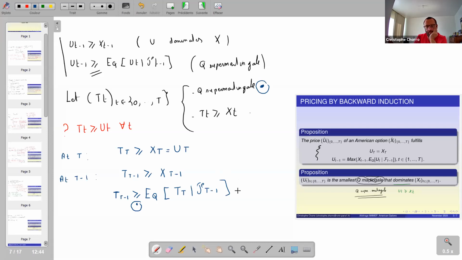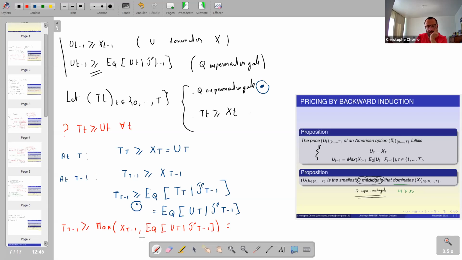But from the previous step, I know that this one is equal to the expectation under Q of U_T given F_{T-1}. And then what I have is that U_{T-1} is greater than this one and greater than this one. So it is greater than the maximum between X_{T-1} and the expectation under Q of U_T given F_{T-1}.